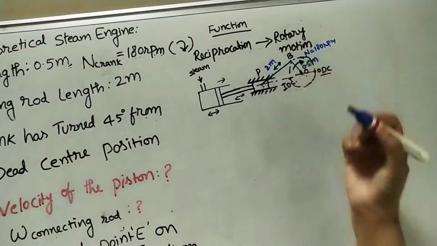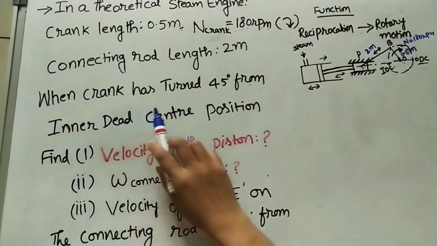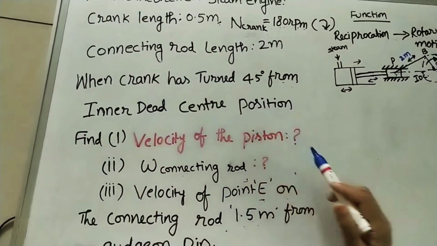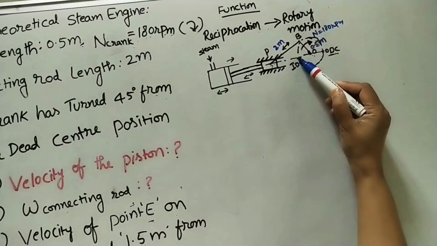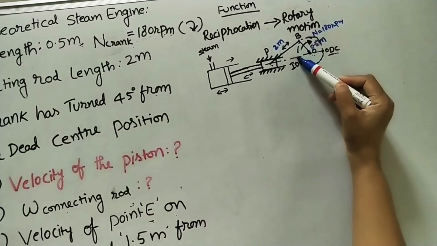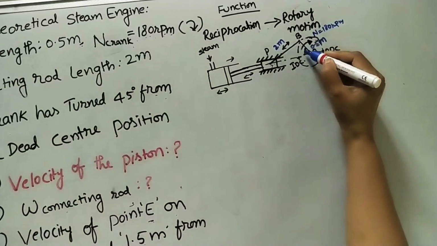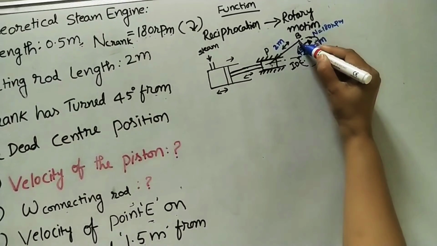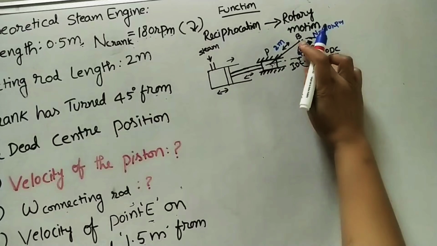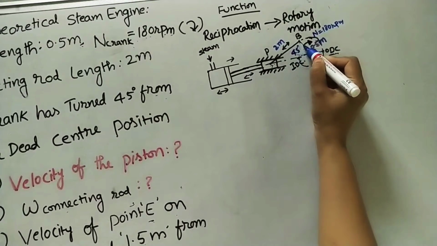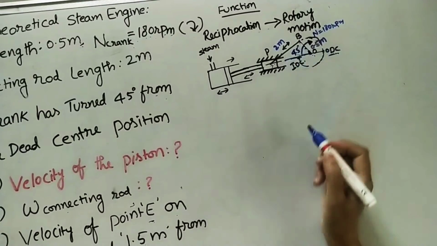It is 2 meters. And then the crank has turned 45 degrees from the inner dead center position. Which is the inner dead center position? This one, and this is the crank. When the crank is turned 45 degrees from IDC, this is the 45 degrees. I will mark it neatly. This is 45 degrees with the inner dead center position.